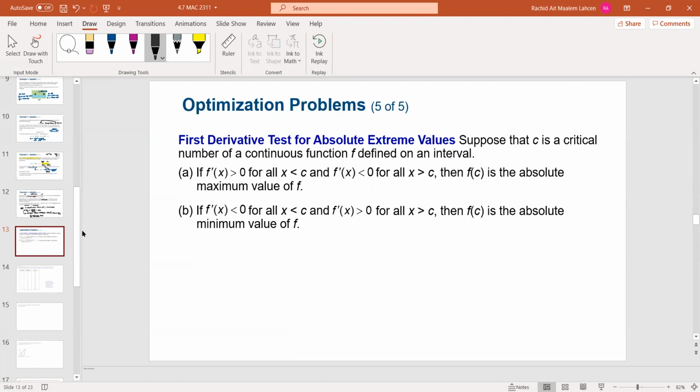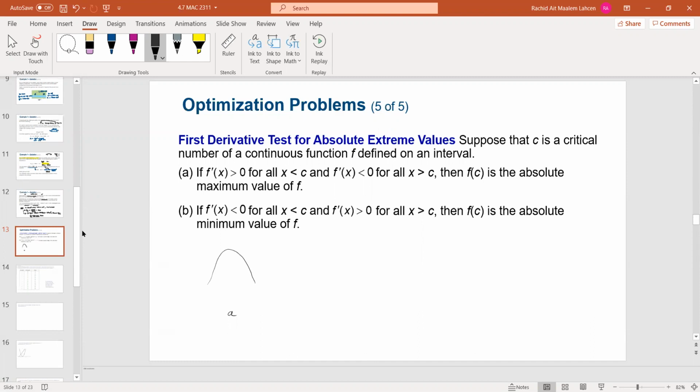If f prime is less than 0 for all x less than c, and f prime is positive for all x greater than c, then f of c is the absolute minimum value. So this is just like what we talked about previously, right?